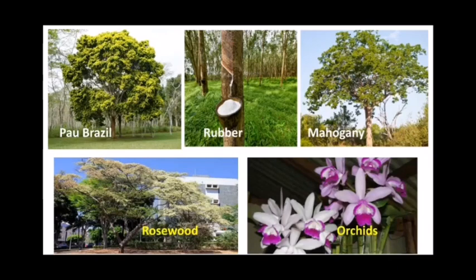Brazil has the largest number of vegetation species in the world. This includes evergreen vegetation, which is found where there is continuous rainfall. Then we have semi evergreen, where seasonal rainfall takes place, and the arid, which is found in the desert or dry regions. One finds trees like pau Brazil, rubber, mahogany, rosewood and a variety of orchids.